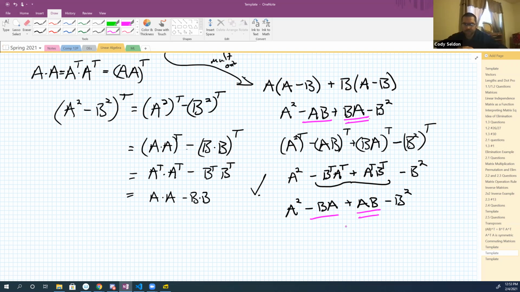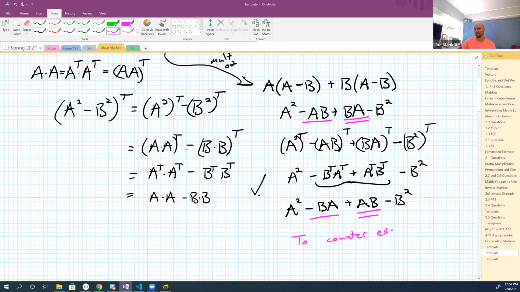Okay, so if I could make up two symmetric matrices that didn't commute, then I would know that this doesn't have to be the case. So to counter example, I need A and B symmetric with AB is not BA. Do I know two matrices like that off the top of my head?